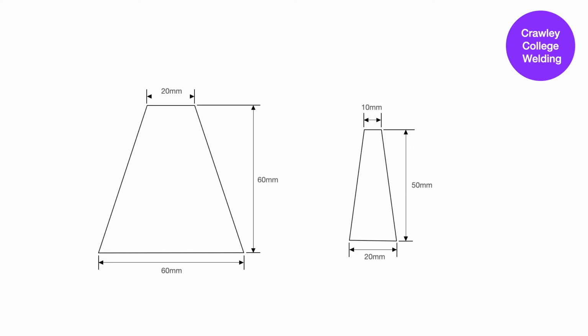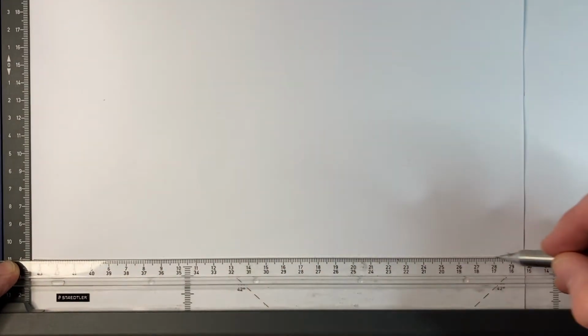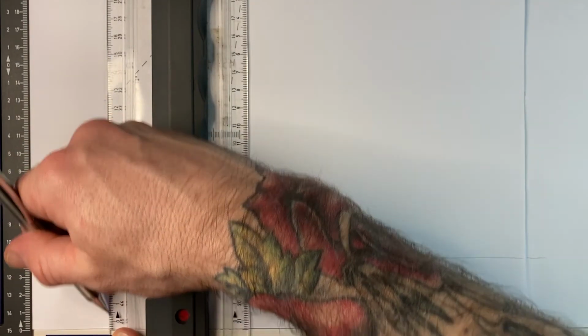For ease during the pattern development, we will be drawing these upside down. These patterns can be drawn on an A4 sheet if you start by measuring up 40 millimeters from the base and scribing a line across. Then measure 50 millimeters in from the left hand side and draw a line all the way to the top of the page. This will be our center line.